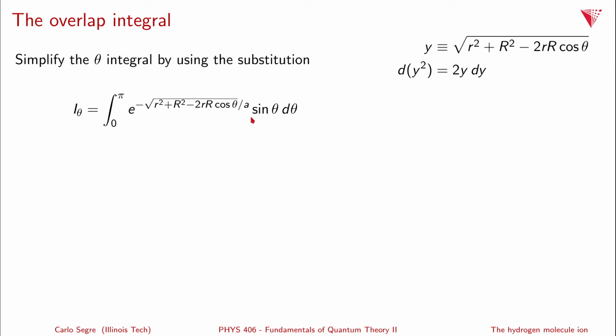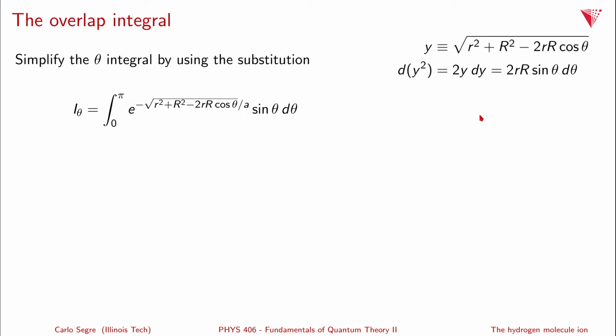And since the only thing we care about here is the theta integral, not the r integral, when we take y squared and take the derivative with respect to theta, we only have one term. And that term cancels the minus sign because the derivative of cosine is minus sine. And we get that's equal to 2r capital R sine theta d theta. So that goes into the place of sine theta d theta.